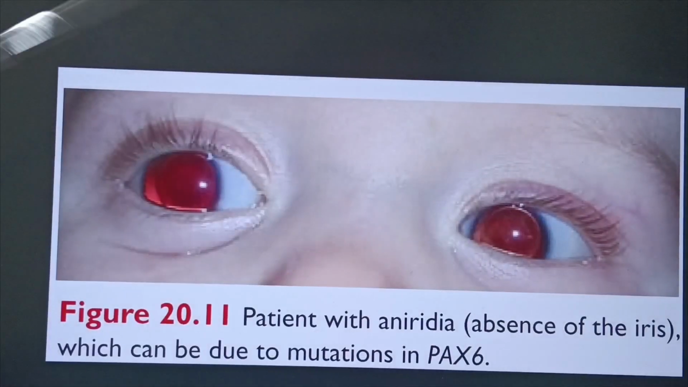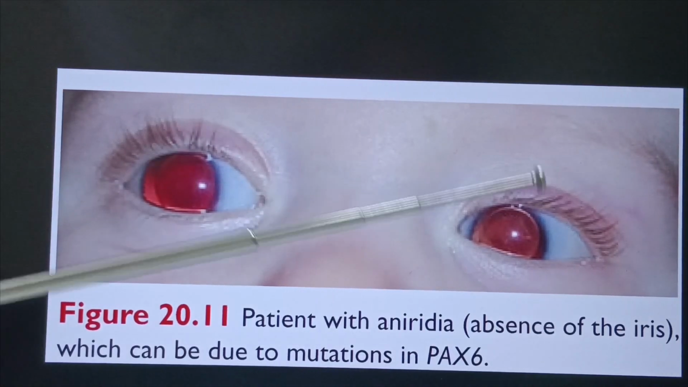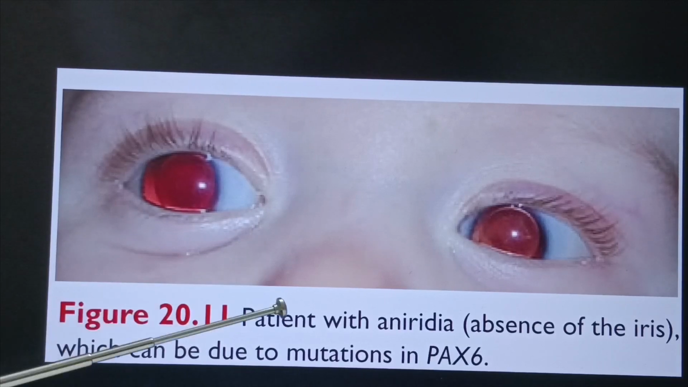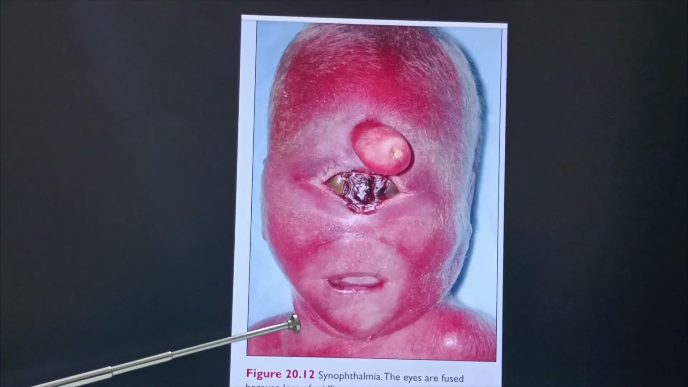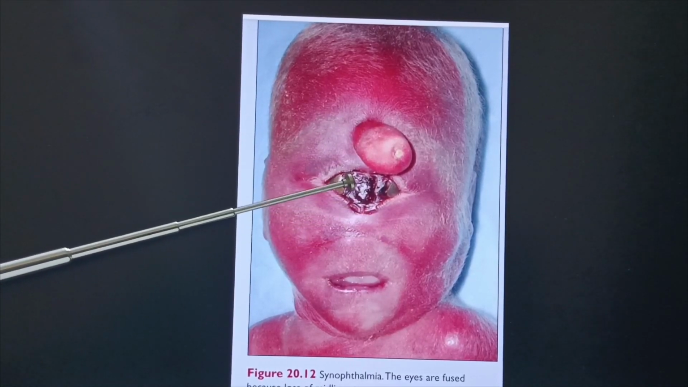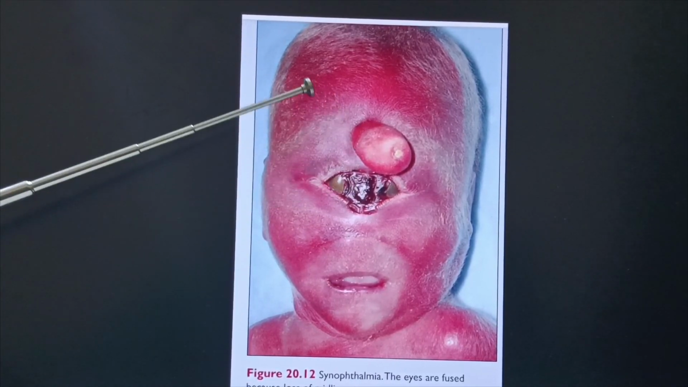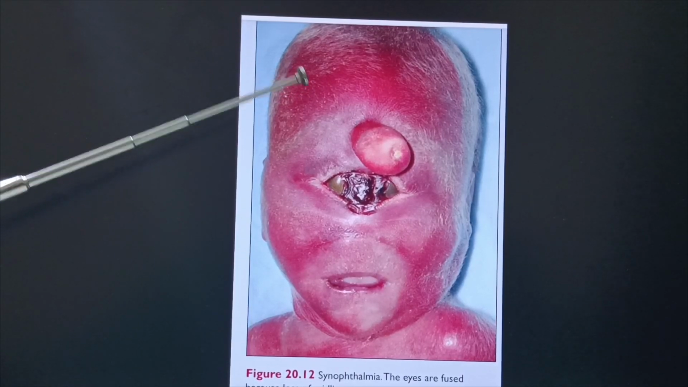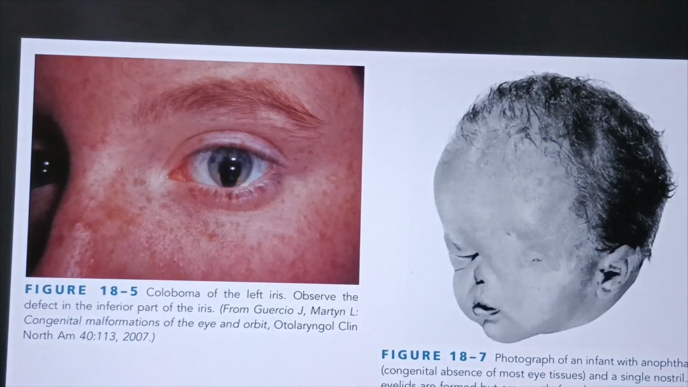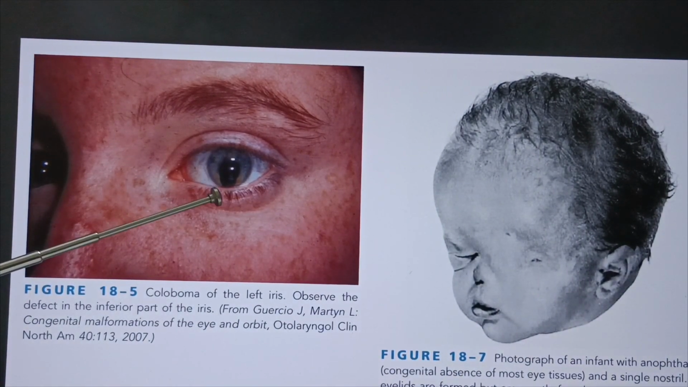Now you can see a patient with aniridia, meaning there is no iris in both eyes, probably due to a PAX6 gene mutation. Now you can see a picture with cyclopia or synophthalmia, meaning there is a single eye field or fused eye field, and of course such newborns have severe cranial abnormalities like holoprosencephaly, and there is no nose as well. Okay, there is another picture of a patient showing the coloboma of the iris, right?